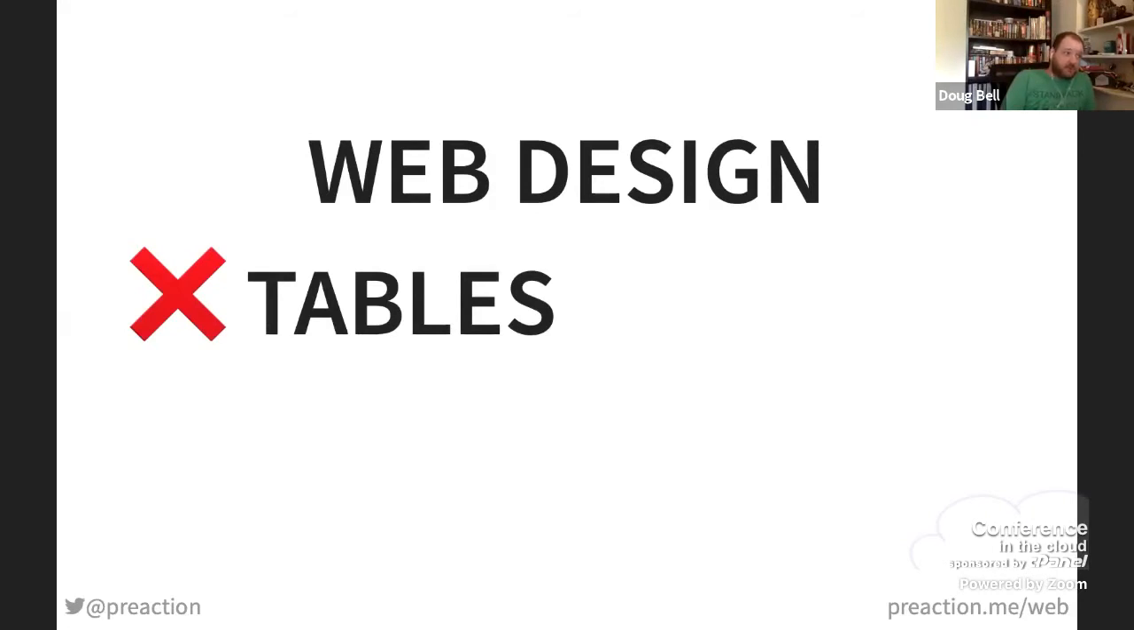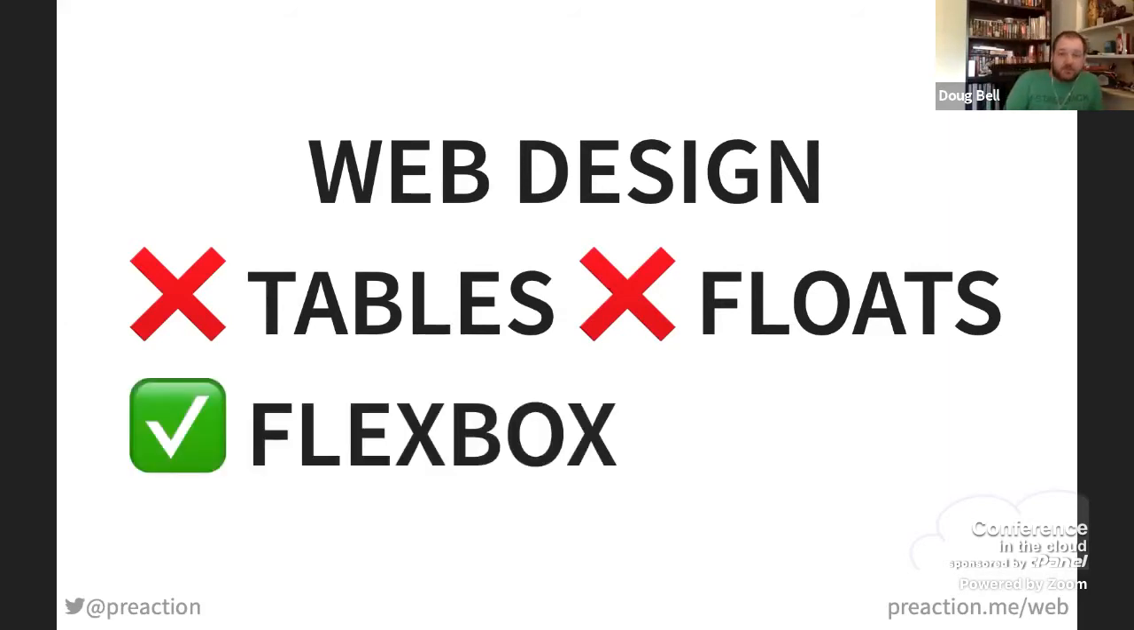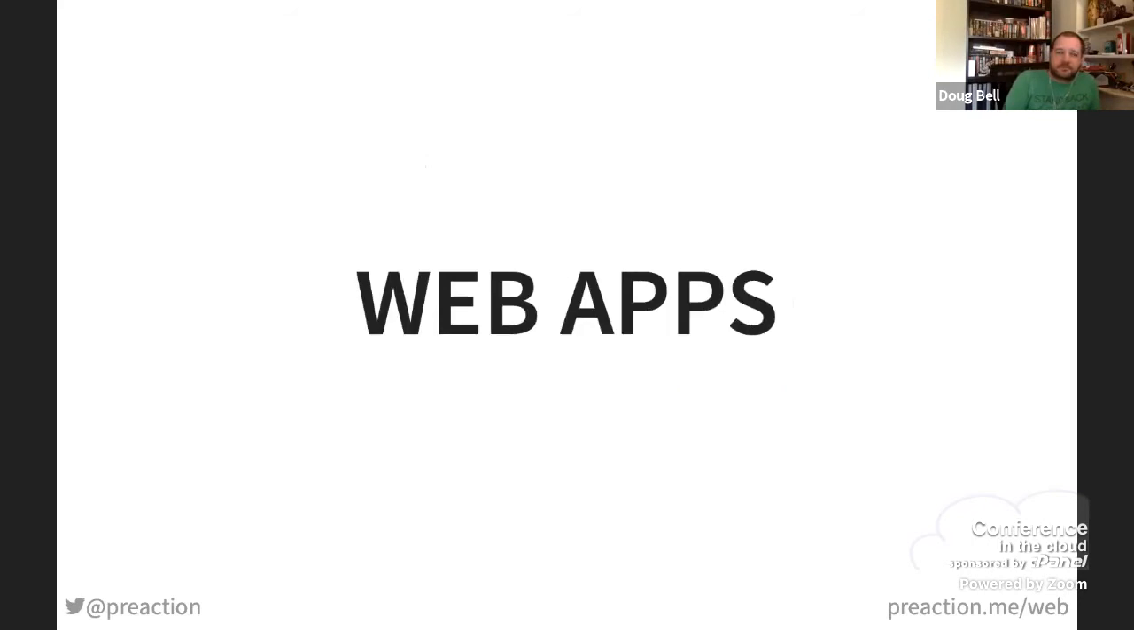We don't want to use tables anymore. Tables are for data. We definitely don't want to use floats anymore. Floats are for flowing text around things. We do want to use Flexbox. And we absolutely, if we can, want to use Grid. Flexbox and Grid are really, really easy. I'm actually surprised at how easy it is now to design web pages after doing so many table-based layouts. It's just such a nice feature. So that's basically all you need to know about modern web design.